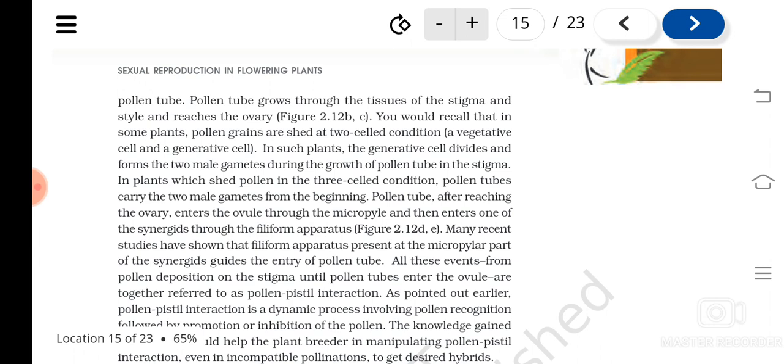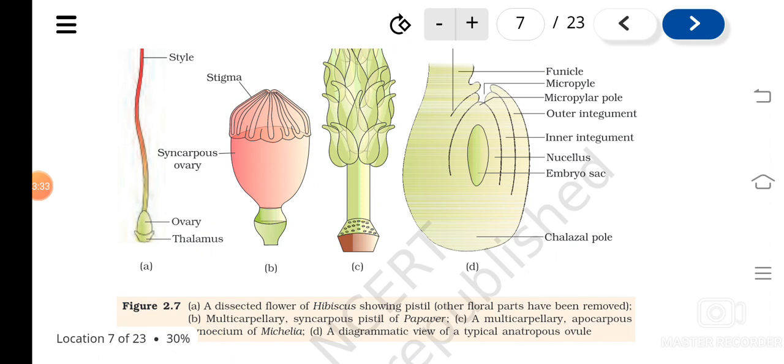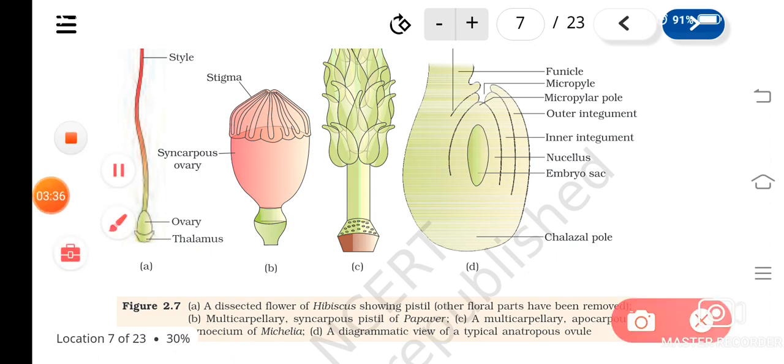Ovule structure, do you remember? It is having micropyle and integuments. Through the micropyle end, what is the micropyle? That is the region where there are no integuments. Through the micropyle, it enters. When it reaches the ovary, it enters the ovule through the micropyle.